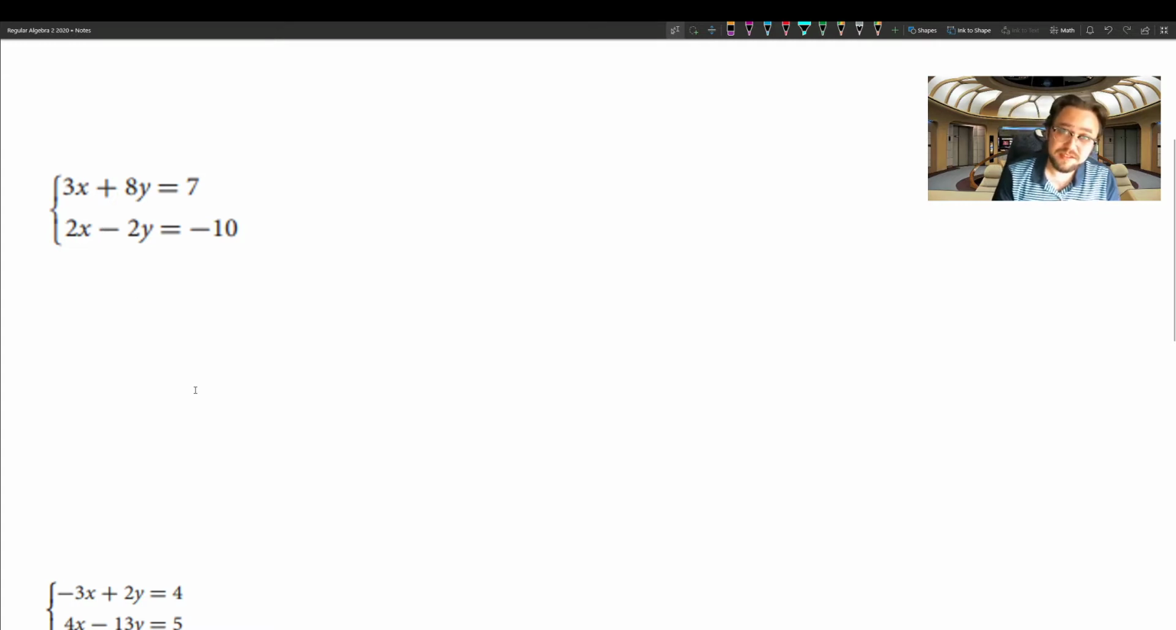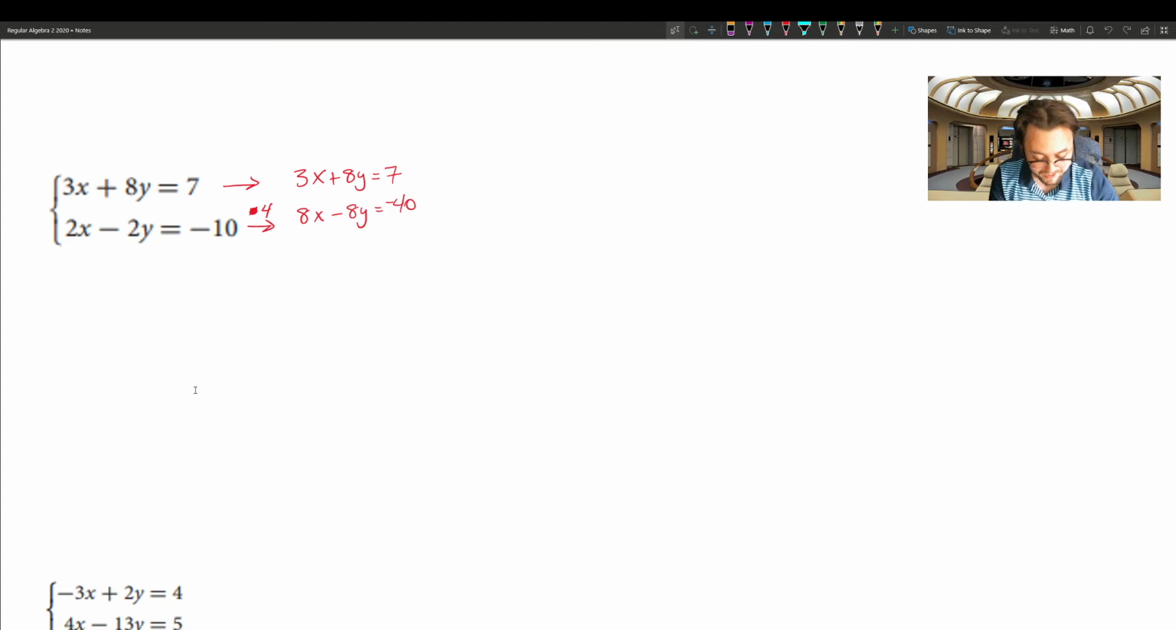The way that I do this, to help myself keep organized, is to write an arrow like this to say what I'm doing here. So this one I'm keeping, 3x plus 8y equals 7. This bottom one, I'm going to multiply times 4. So 2 times 4 is going to be 8x, -2 times 4 will be -8y, and then 4 times -10 will be -40.